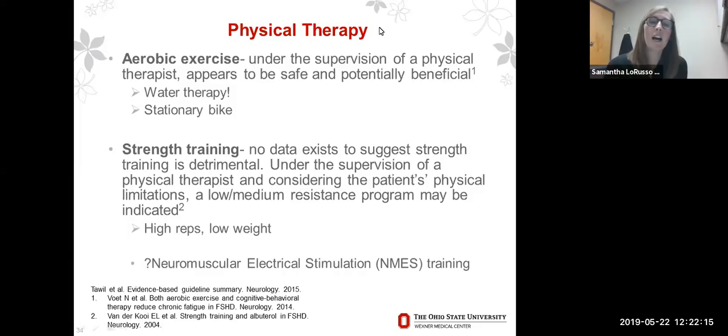And then I thought that some people might have a question about neuromuscular electrical stimulation. This is something that's out there and may be helpful, especially for those who are very weak or can't participate as much in the other types of physical therapy. There has been one study published on this, but it was very small, and I would just say that the jury's out a little bit on this for now.